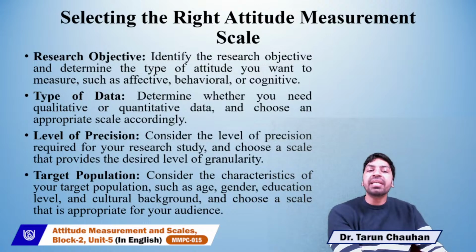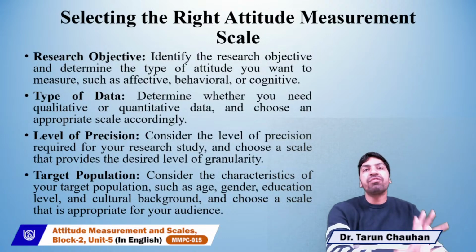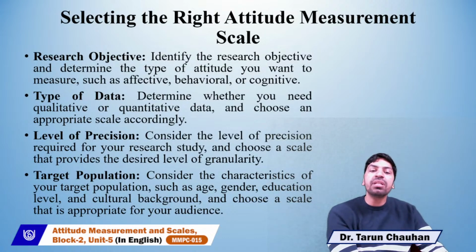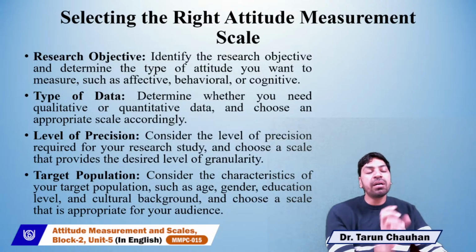Next one is target population. It could be a rural, urban, or suburban population you consider, based on their different characteristics like age, gender, education, income, marital status, their cultural background, etc. And accordingly, the right and appropriate scale is to be chosen for the audience.